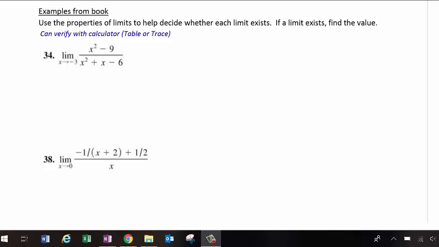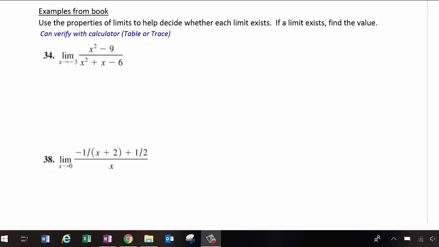So this is 3.1 limits. This is part 3 from our handouts from class. So we're going to be starting the examples from the book. And this says use the properties of limits to help decide whether each limit exists, and if it exists, find the value. You can verify it with your calculator, but on the test you will have to show your work. At any time you need to pause, go back, pull out a handout with your rules, please do that.